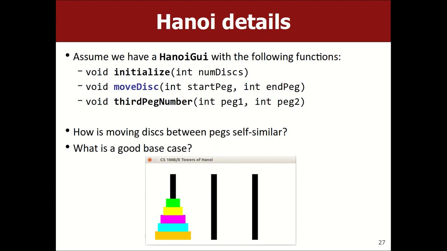So that's the idea. Now, okay, if you're going to solve this problem recursively, that means you have to think about self-similarity. If I need to move like five Hanoi disks from this peg to that peg, how is that task similar to moving some other disks or some other kind of disk movement? You know what I'm saying? Like, how is moving five disks to a peg similar to moving other disks in some way?